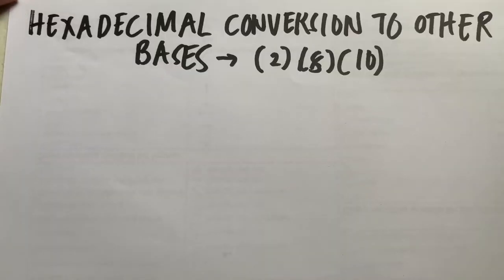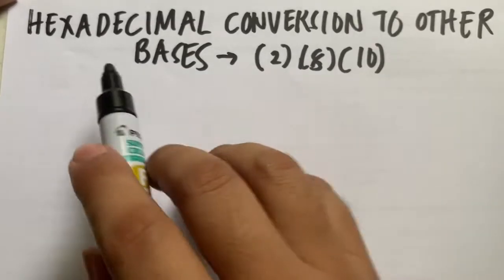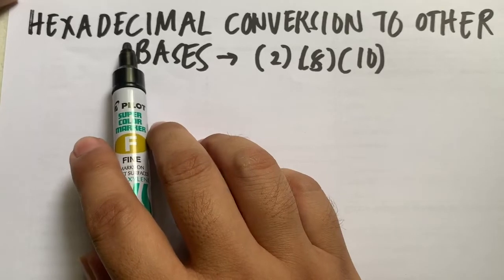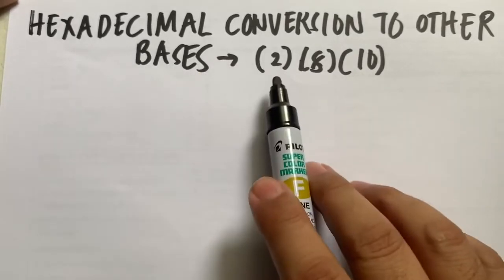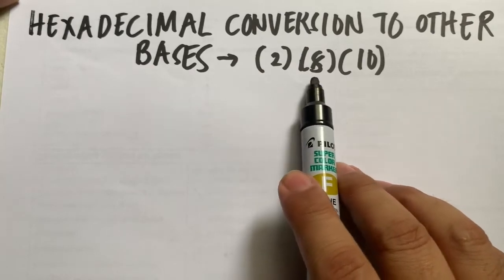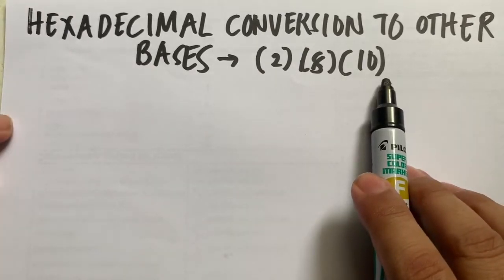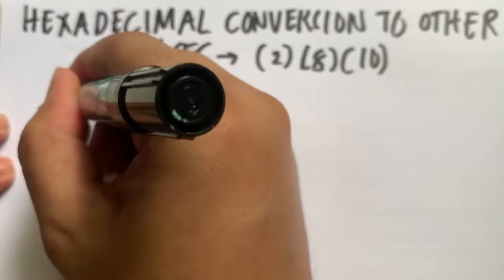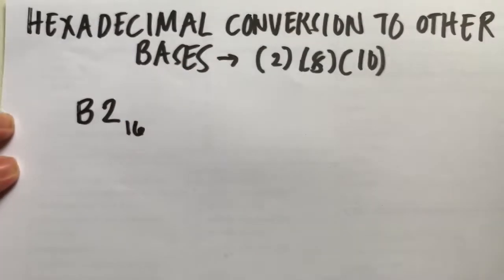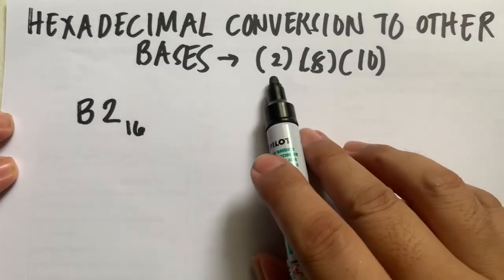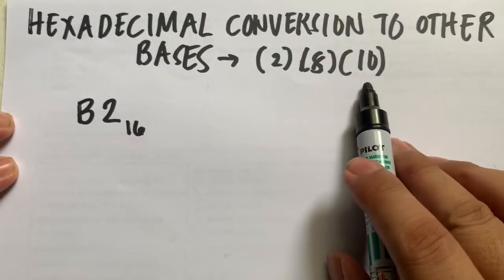Hi guys, in this video I'm going to teach you how to convert a hexadecimal number, which is base 16, to other bases. So we're going to convert hexadecimal to binary, octal, and decimal numbers. Say for example we are given B2 hexadecimal. How are we going to convert this to binary, octal, and decimal?